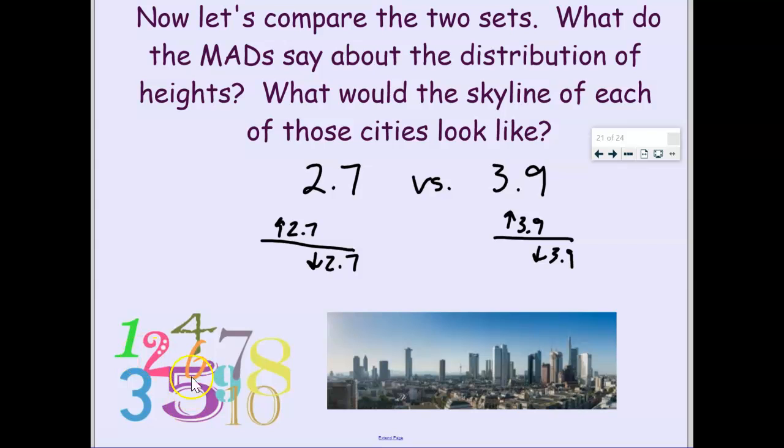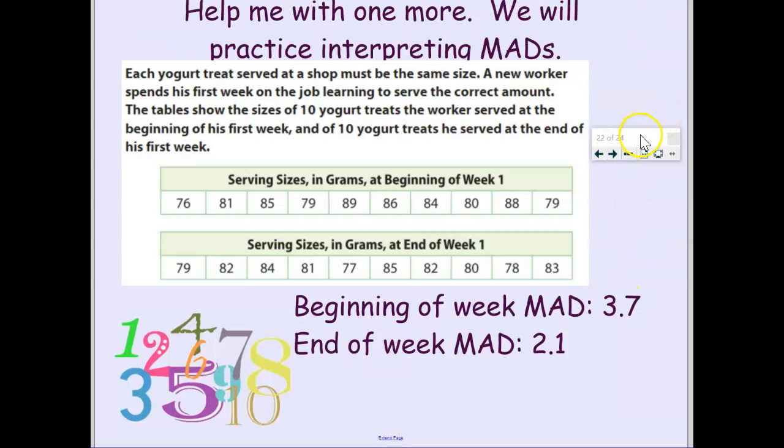backyard, not really. I can see that this skyline would be more even and this one would be more up and down. Okay, last one, you do not have to calculate MAD. Let's just compare one more together, okay?